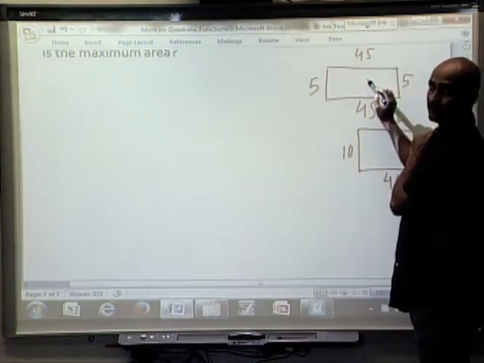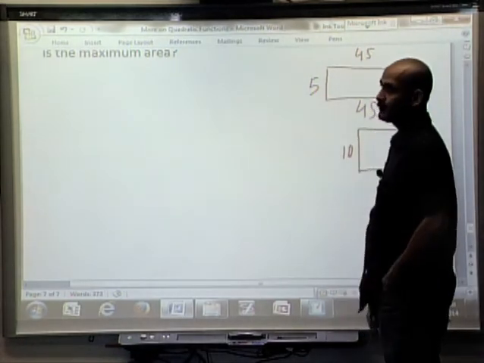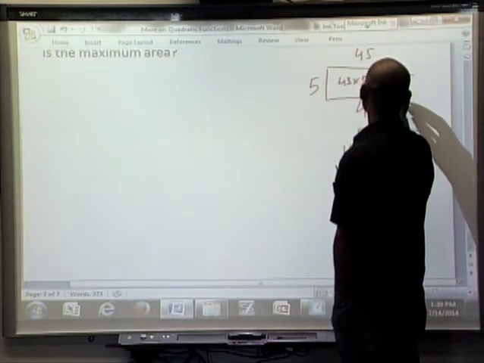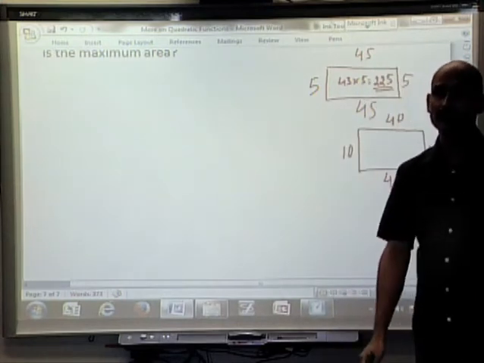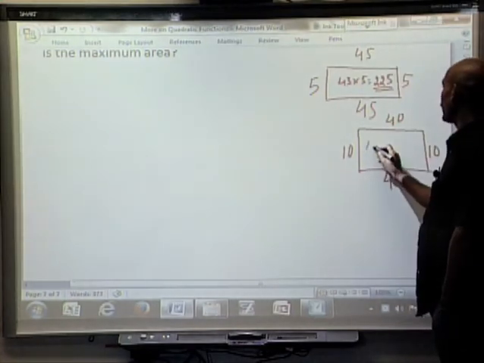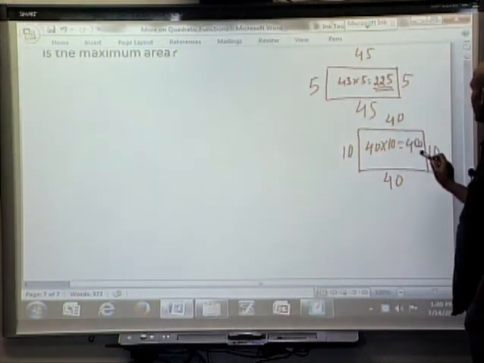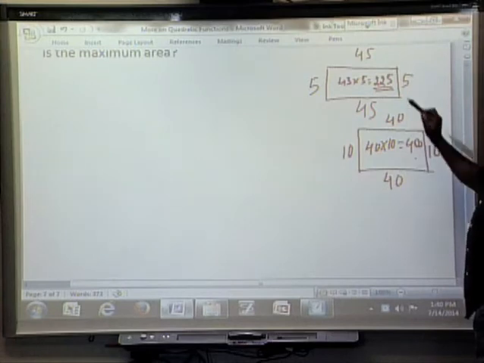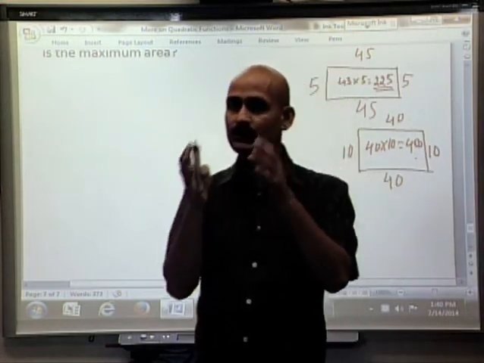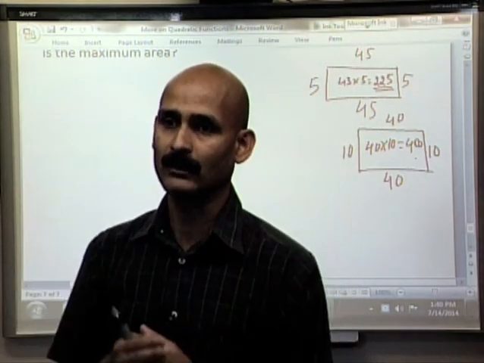If I do it this way, if I take 45, 45, 5, 5, then the area is 45 times 5, which is 225. So, the area I will enclose will be 225 if I do it this way. Instead, if I do it this way, the area I enclose will be 40 times 10, which is 400. You can see I can enclose more area this way compared to the other way. So, how we structure the rectangular plot determines how big the area we are enclosing.